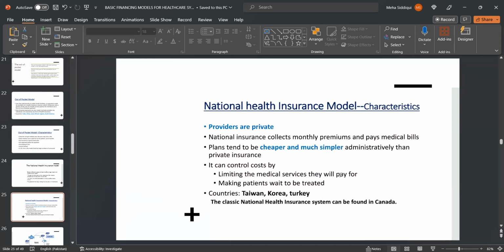So here are the characteristic features: providers are private. National insurance collects monthly premiums and pays medical bills. Plans tend to be cheaper and much simpler administratively than private insurance. It can control costs by limiting the medical services they will pay for, making patients wait to be treated. And the countries using this are Taiwan, Korea, Turkey, and the classic national health insurance system is found in Canada.